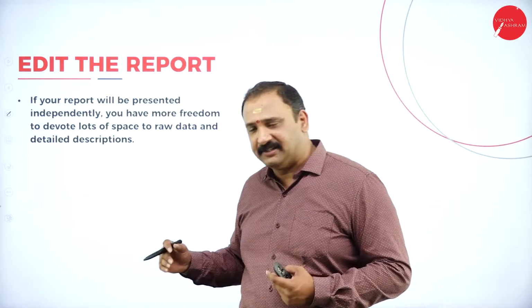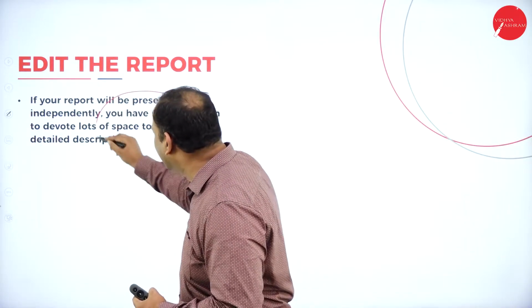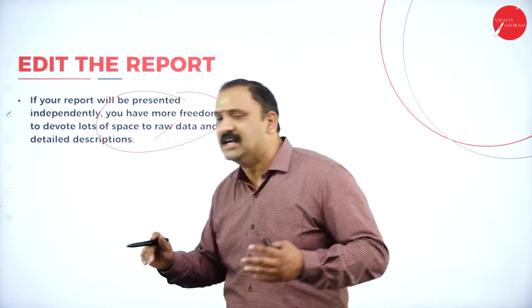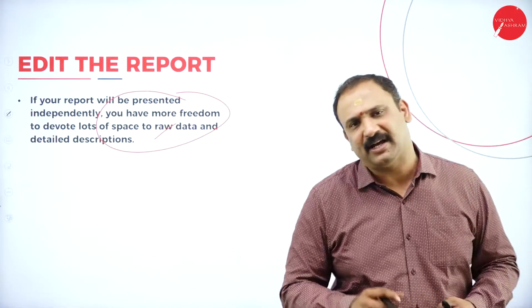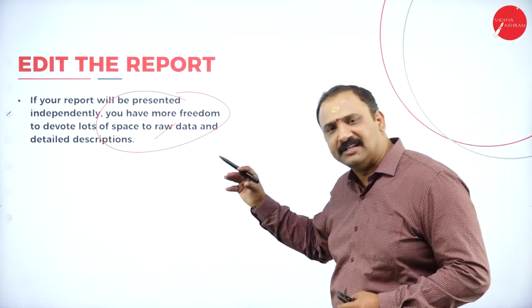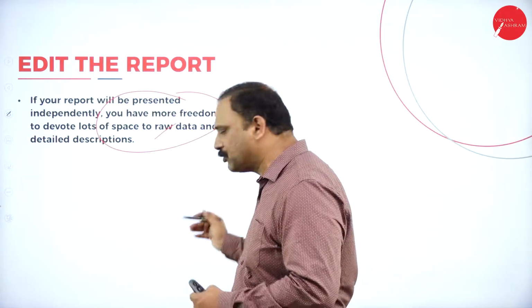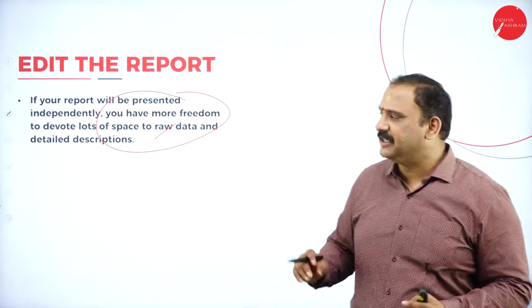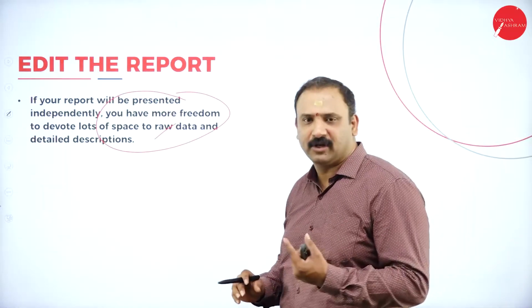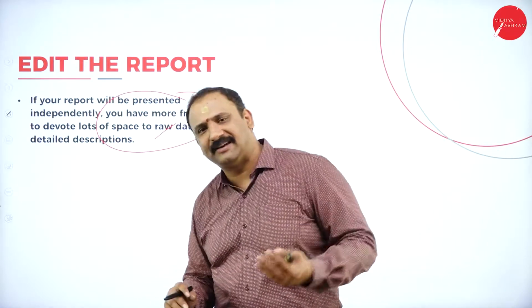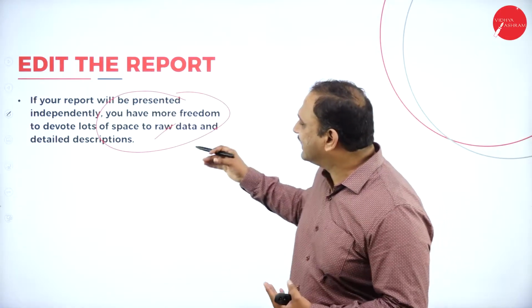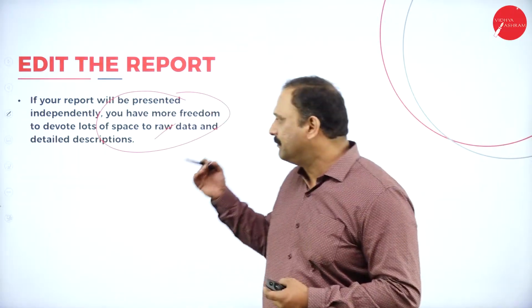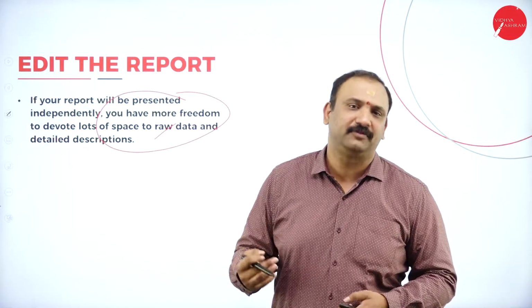Now, when you finally edit the report, your report will be presented independently. You have more freedom to devote lots of space for the raw data, for the detailed description that you have done. All these factors have to be given space, have to be given importance. Please put in footnotes wherever there is a source of data, how you have taken it, how you have derived it, all those factors. Please give a lot of importance and thought to that, because that will definitely develop the potential of your description, of your report. That will make it in a very, very big way in terms of taking it forward.